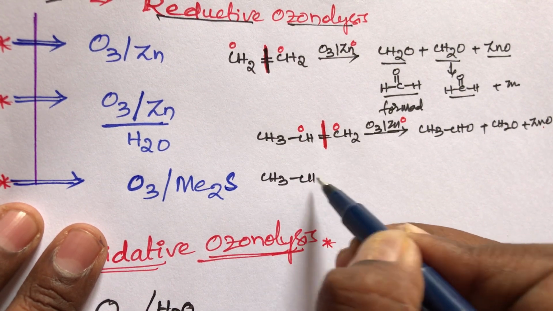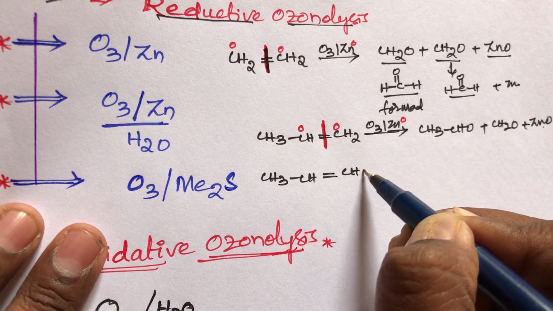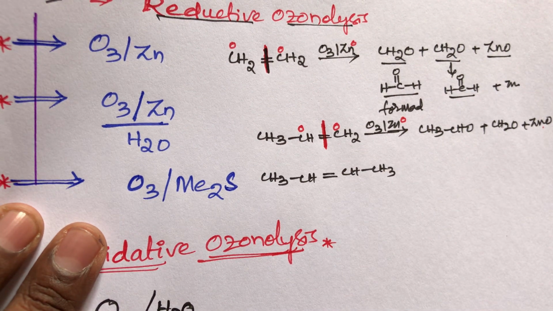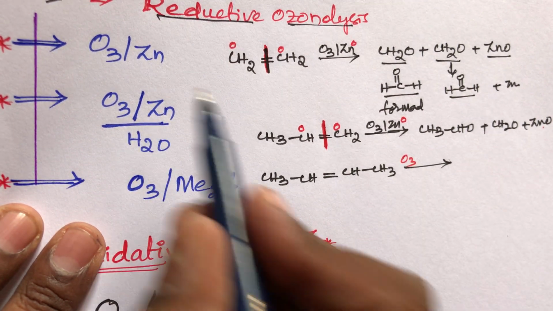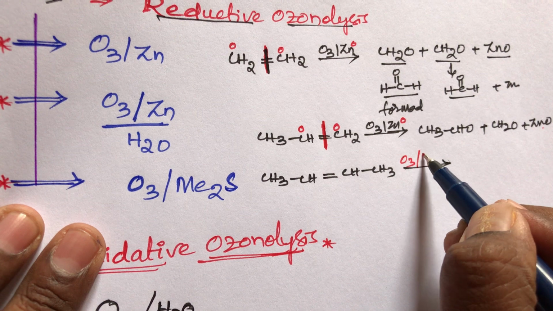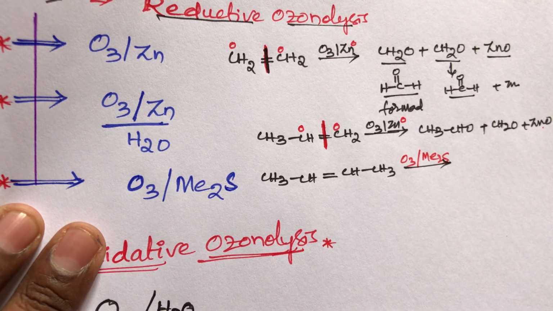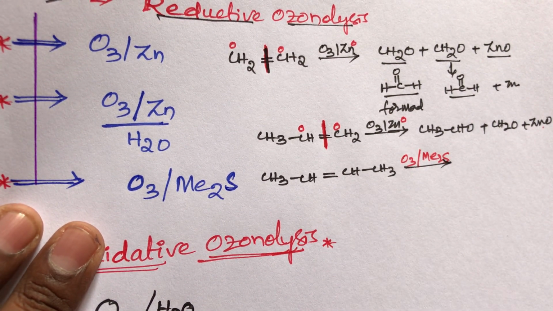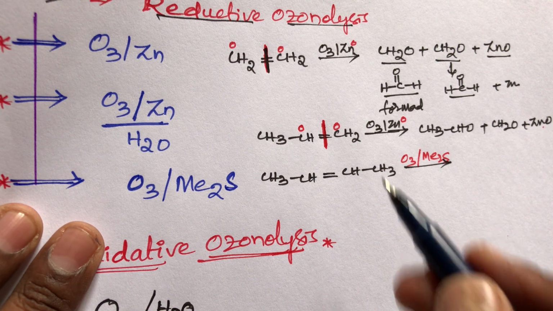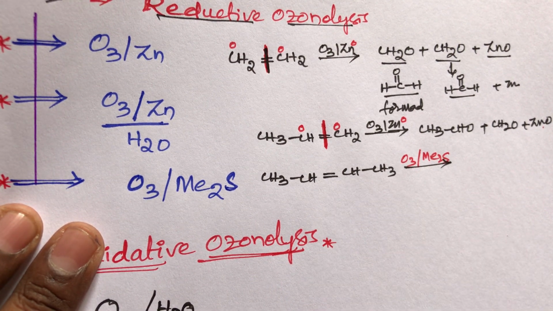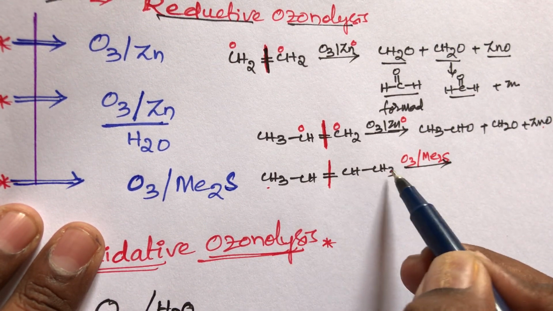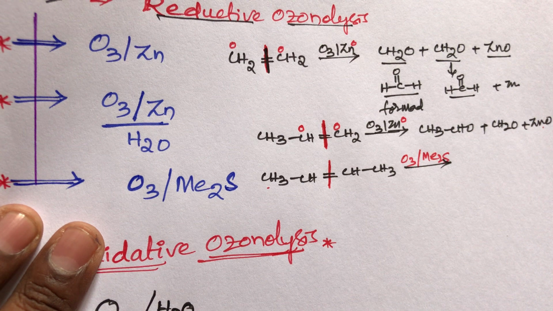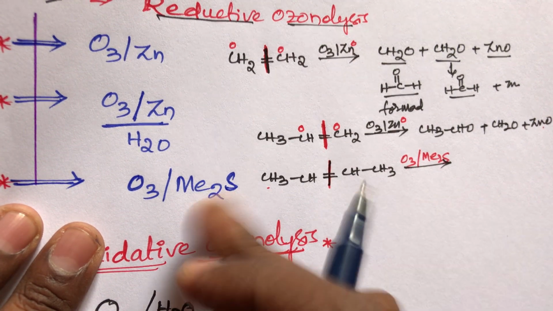Now take a symmetrical alkene, that is 2-butene. This symmetrical alkene reacts with ozone. Not only zinc; if you take dimethyl sulfide, it also works the same, working the same as zinc: O3 with zinc, or dimethyl sulfide. So here, what happens in the first step? The first step is bond breaking. Here left hand side CH3CH, right hand side CH3CH, both are the same, equal cutting, both are equal halves.